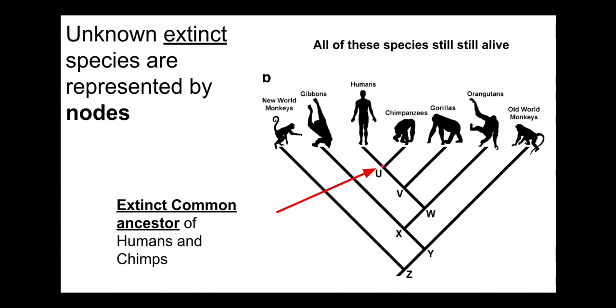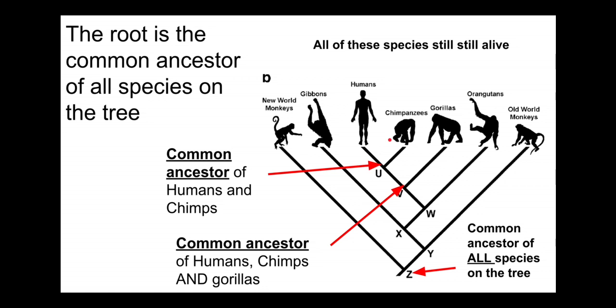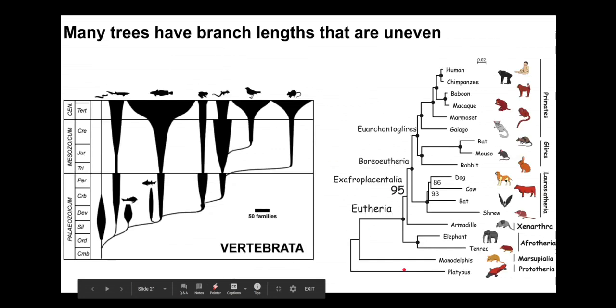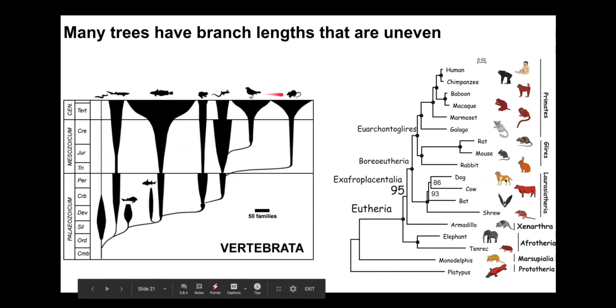Nodes are used to represent extinct common ancestors. So this node is the extinct common ancestor of chimpanzees and humans. This next node down here is going to be the extinct common ancestor of gorillas, chimpanzees, and humans. It wasn't a gorilla, but it was some sort of primate that then, after divergence, one branch became gorillas, the other became humans and chimpanzees. The root is the node at the very bottom, and that's the common ancestor of all the species on the tree. So many trees don't have all of the taxa neatly lined up at the top.